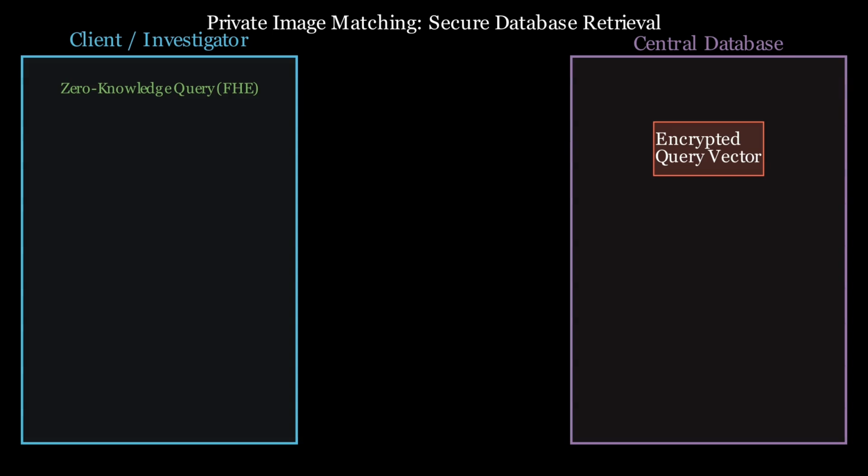The client now transmits this single ciphertext across the network to the central database. Because of the local feature extraction and SIMD packing, the network payload is incredibly small, only a few megabytes. The server receives the package, completely blind to the numbers inside, perfectly setting the stage for homomorphic database retrieval.